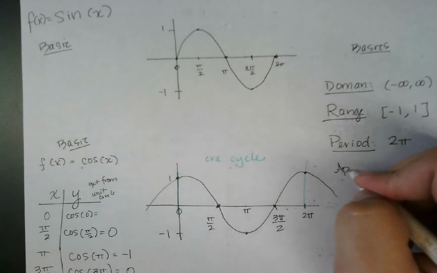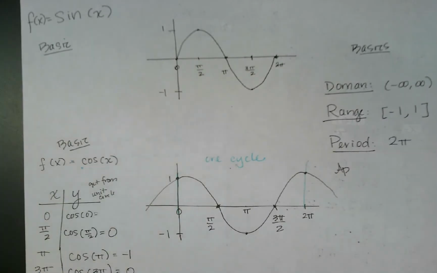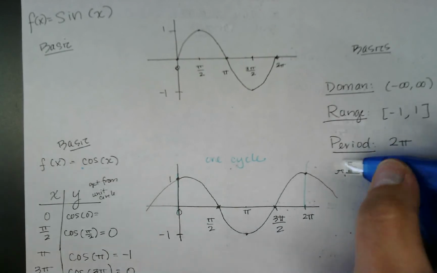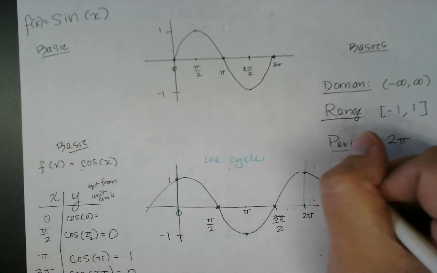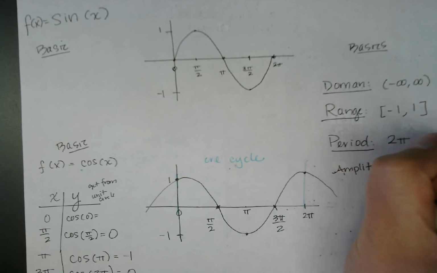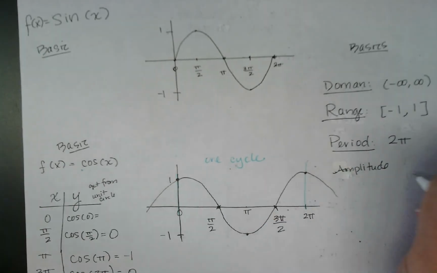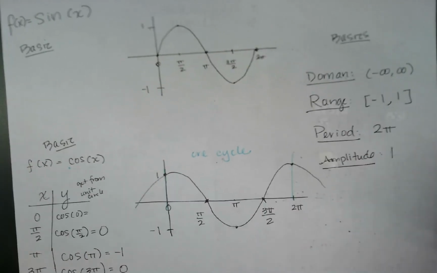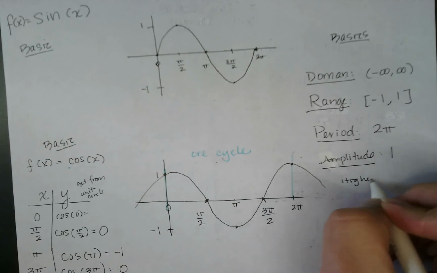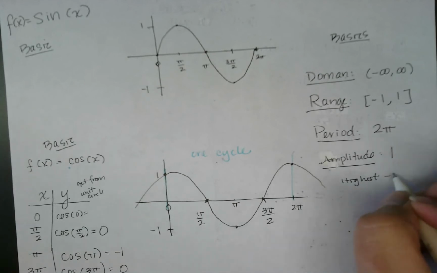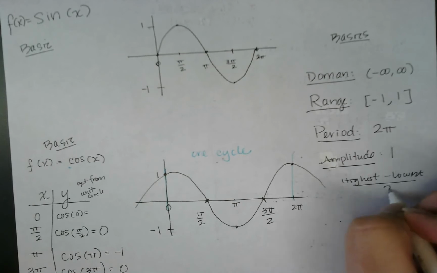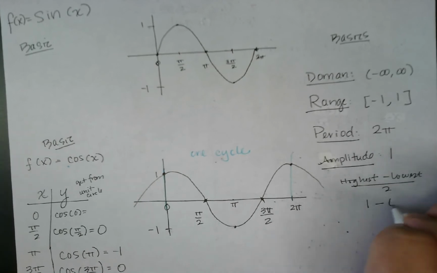Okay. And then the amplitude. That's like the height of your graph, if you want to call it your height. Your amplitude is 1 for your basic. Okay, and how do you get that? You do the highest output minus the lowest output and divide by 2. That's your amp. So highest is 1, lowest is -1, divide by 2. 2 over 2 equals 1.